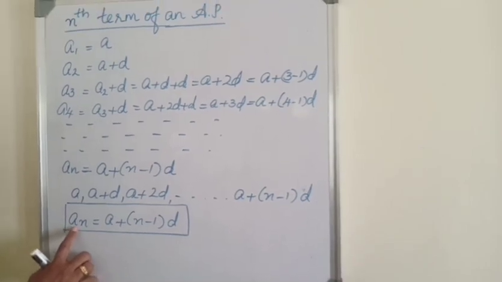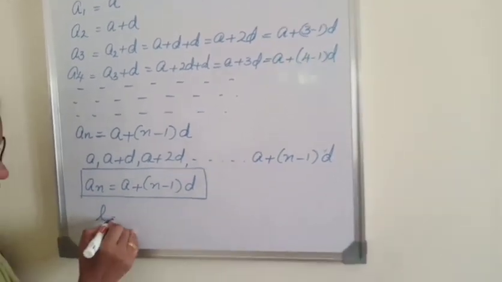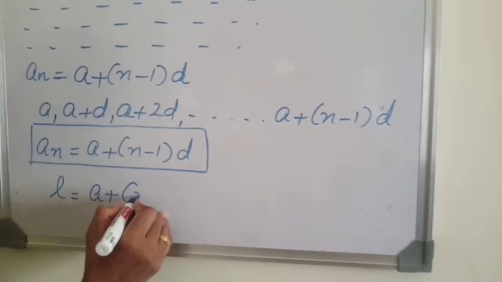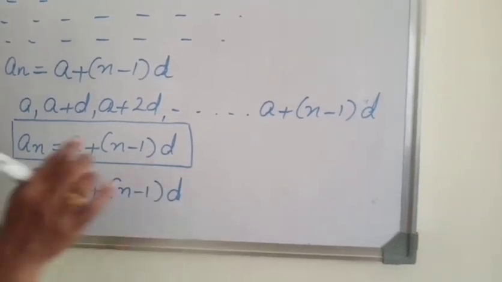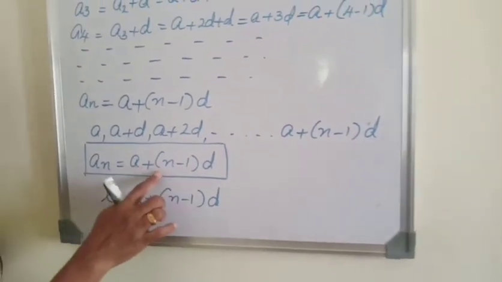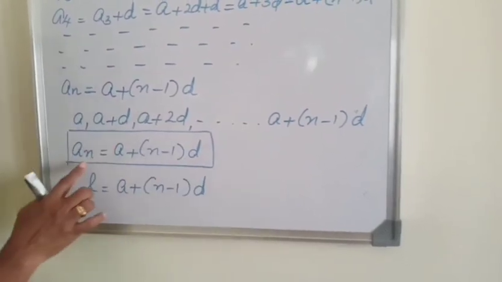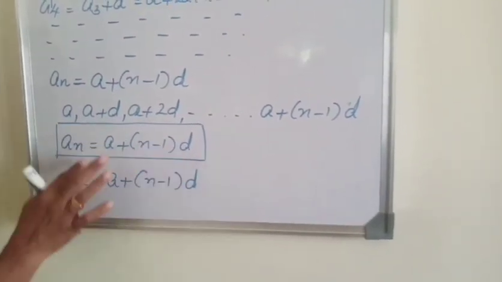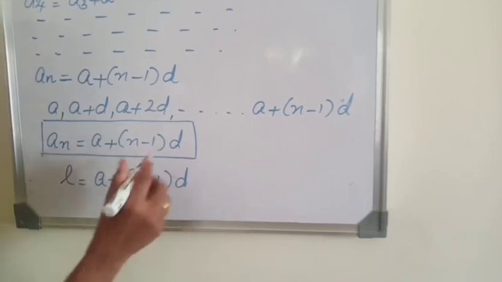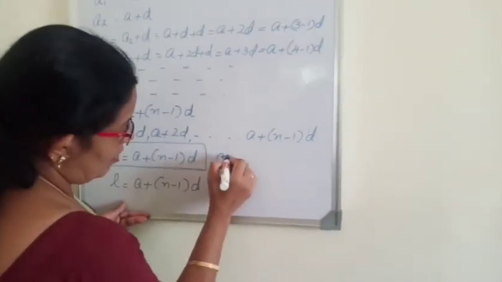Sometimes AN will be denoted by the letter L. L equals A plus N minus 1 into D. Usually we will use the formula AN equals A plus N minus 1 into D. This is the nth term of an AP or the general term of an AP.